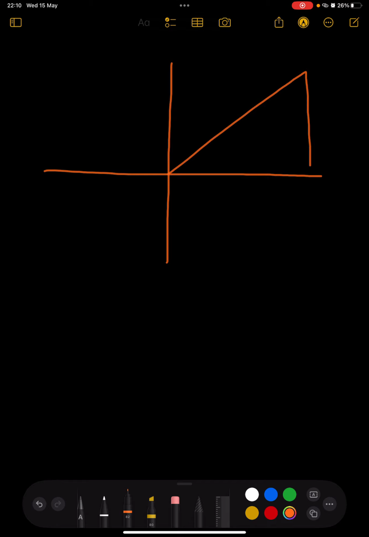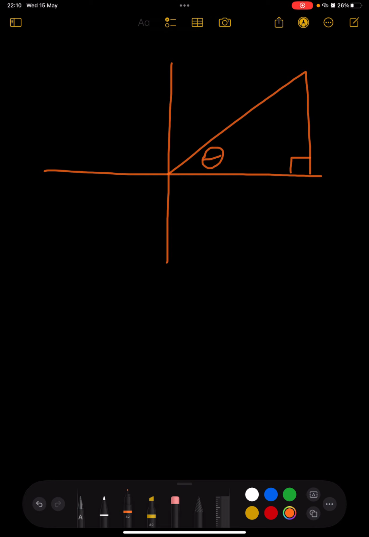So firstly, let's draw a Cartesian plane. So this is my Cartesian plane. All right, and then I'm going to draw a right angle triangle in the first quadrant. And then this angle here, we're going to call it theta.